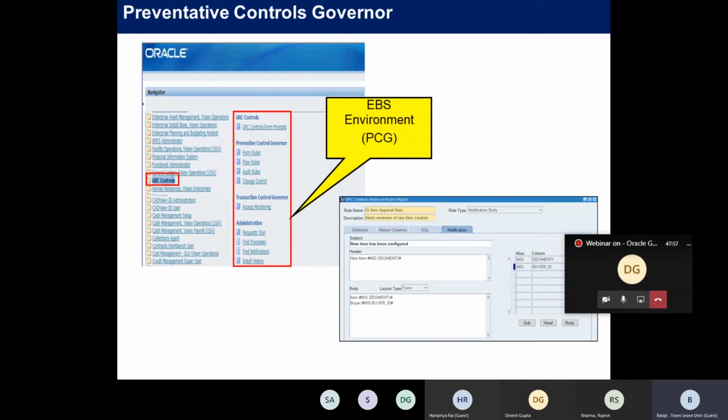Basically, four parts: form controls, for every form, every tab, every field, where we can bring up controls. Flow control is basically the business process flow on the form. You know that every Oracle form, SAP form or custom application form has a business process in it, basically business events. Those can be controlled and prevented for a certain set of people on certain parameters.